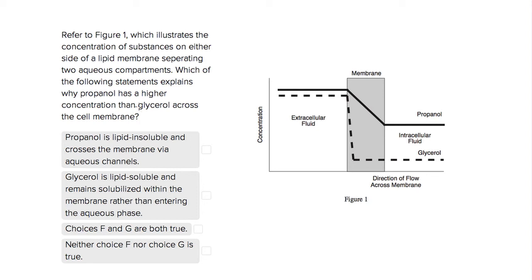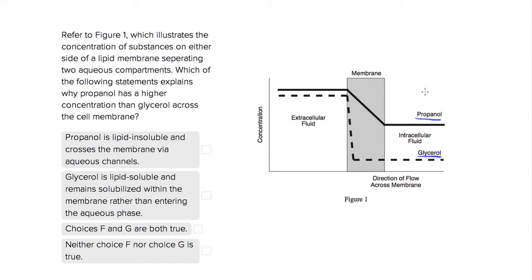The question asks us to look at this figure and say, which of the following statements explains why propanol, so this substance, has a higher concentration than glycerol does across the cell membrane. So the cell membrane is depicted by this shaded bar. And we see that propanol is a solid line and glycerol is a dotted line. And this is going to talk about the permeability of those two substances.